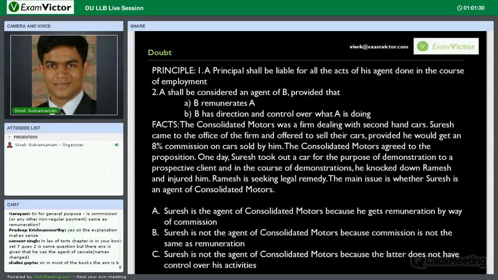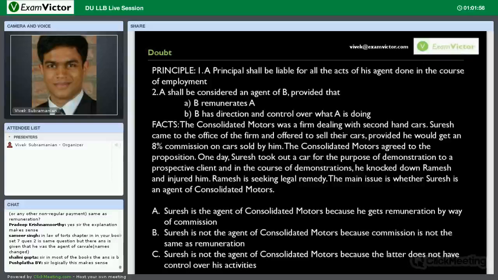As I said, A is not correct because for an agent, two conditions must be satisfied, and option A is speaking only of one condition. Therefore, there cannot be a definitive answer from A. And as far as B is concerned, we can always say that commission is just a form of remuneration. Therefore, B is also not correct, and therefore, by the process of elimination, C seems to be the correct answer. Okay, moving on.